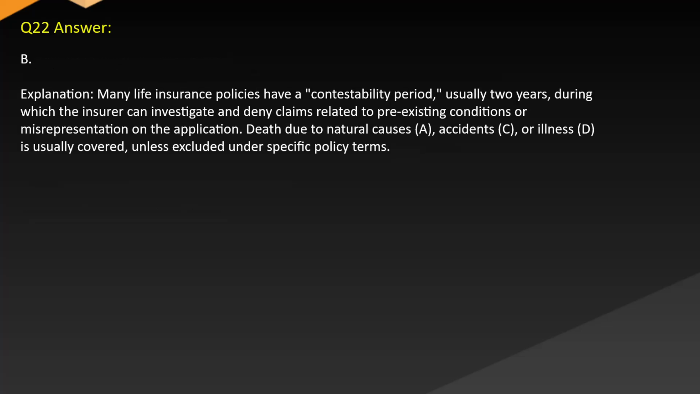Answer: B. Explanation. Many life insurance policies have a contestability period, usually 2 years, during which the insurer can investigate and deny claims related to pre-existing conditions or misrepresentation on the application. Death due to natural causes, A, accidents, C, or illness, D, is usually covered, unless excluded under specific policy terms.